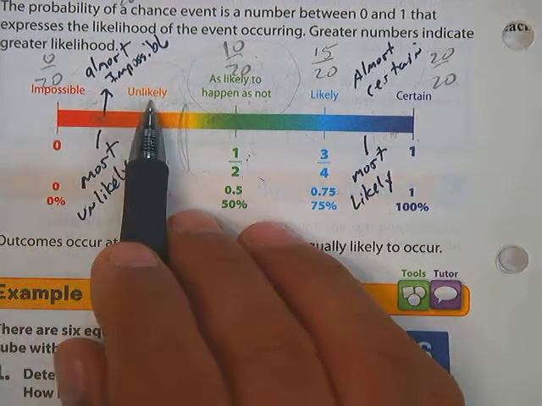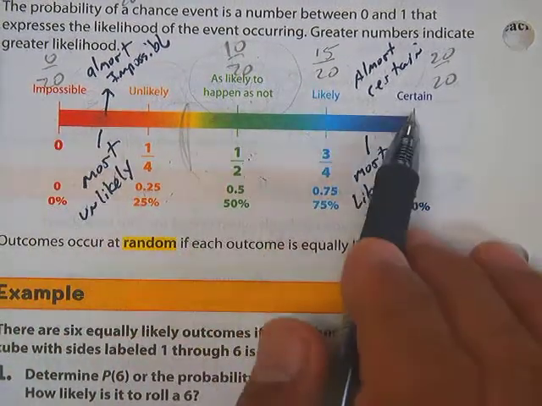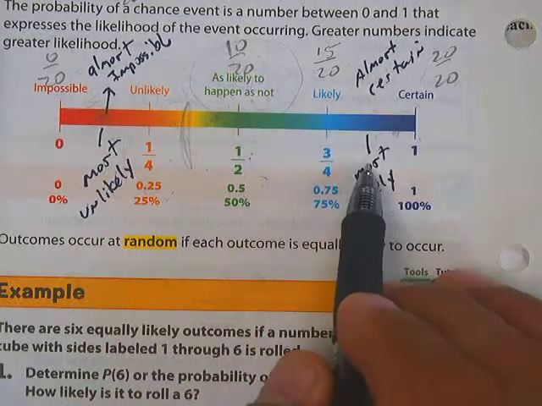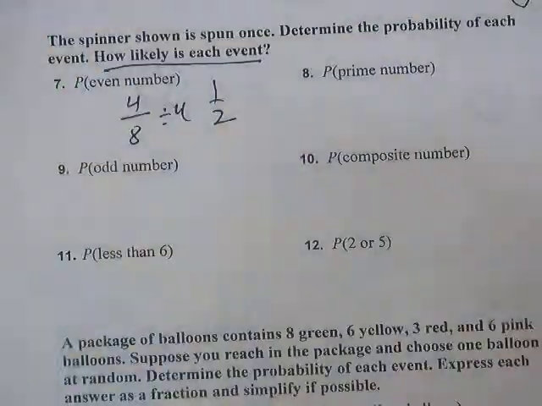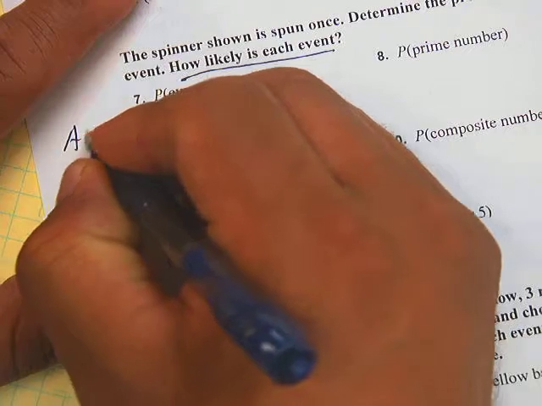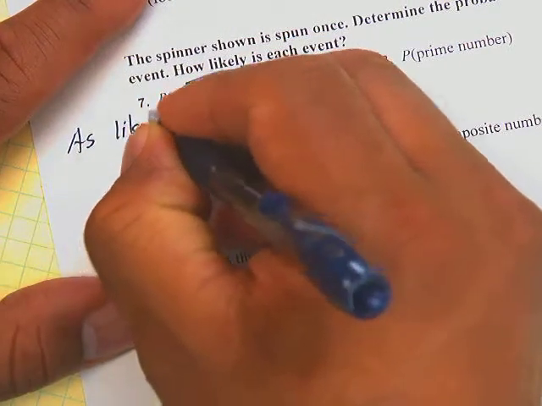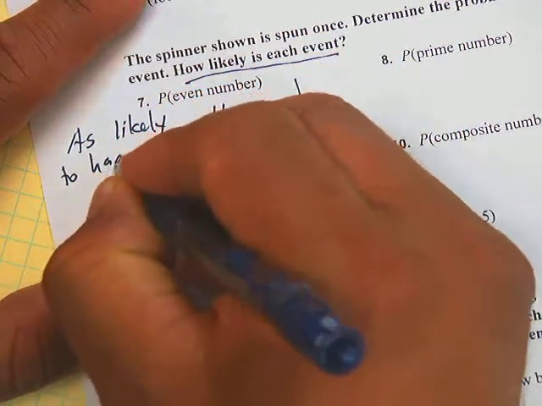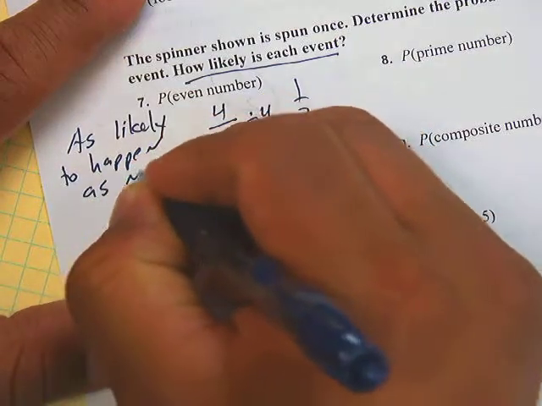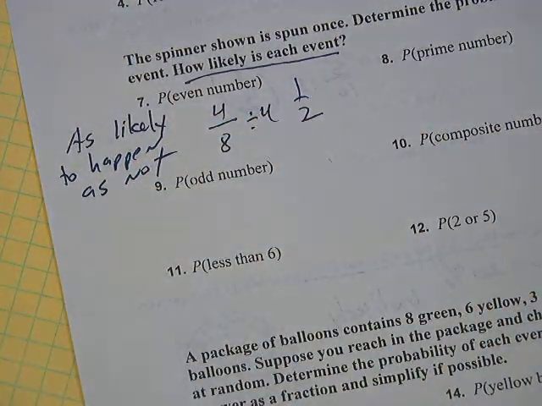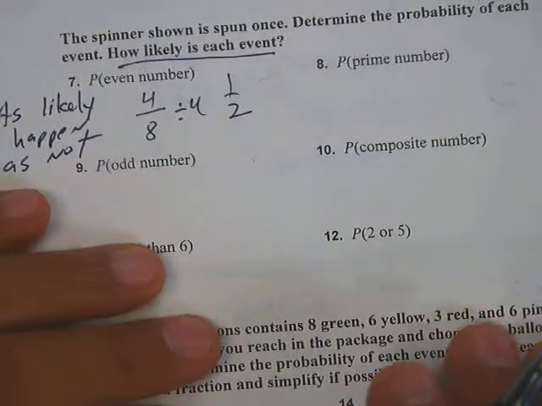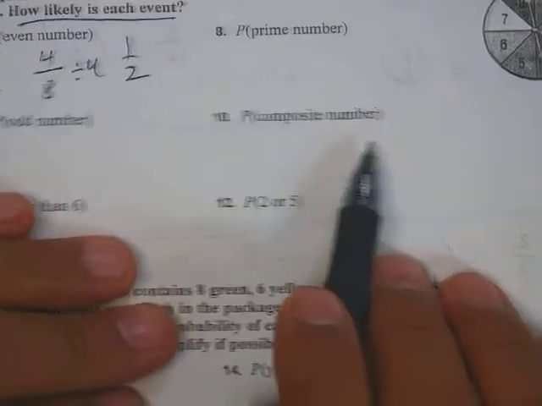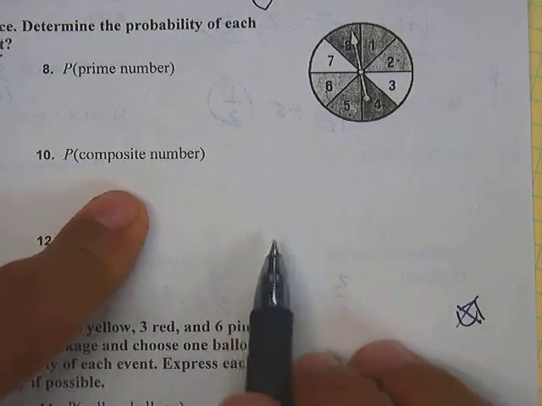They're asking also how likely is each event to happen. Again, you have to look at this spectrum, and you have to think impossible, unlikely, as likely to happen as not, likely or certain, or the ones in between. I see there 1/2 is here. So I'm going to put as likely to happen as not, because it can go either way.